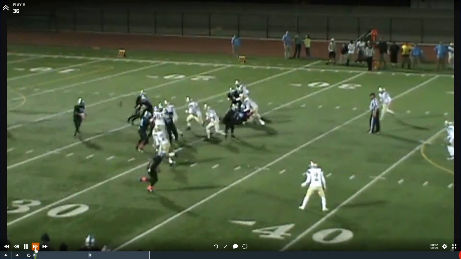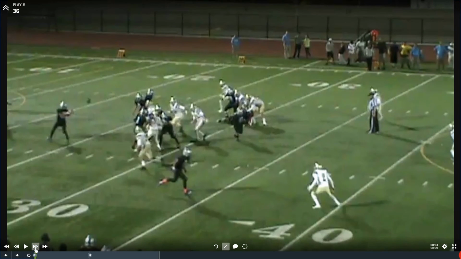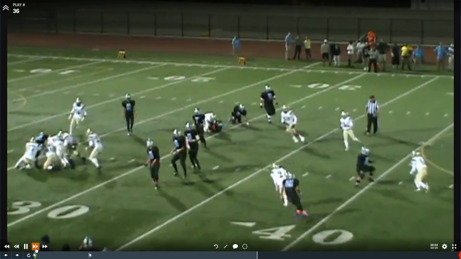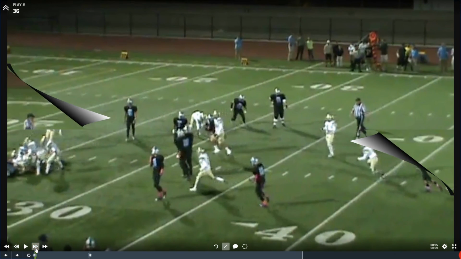There's the block below the waist. It was simultaneous with the snap. It's in the zone. He was on the line of scrimmage. This is a legal block. No flag should be thrown for that particular block.